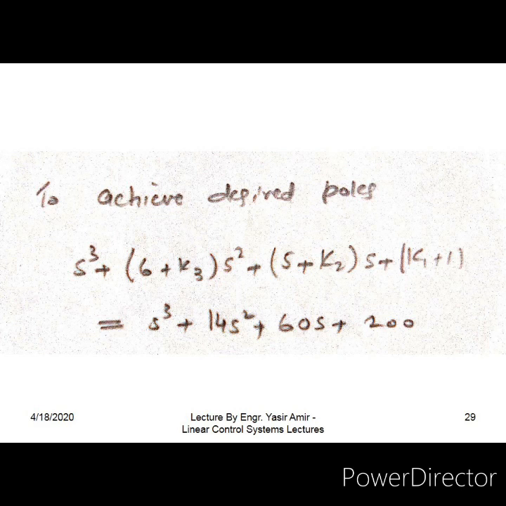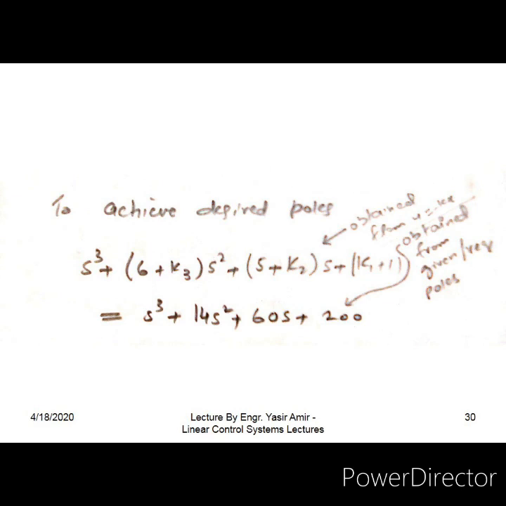So what we have to do is equate the polynomial that we found in the previous slide with the polynomial we constructed on the basis of the given poles, and then we will find the values of k1, k2 and k3. To achieve the desired poles, we equate the two characteristic polynomials. The upper one is obtained from the application of control law u equals minus kx, and the second one is obtained from the given required poles. We equate them, and then we equate the corresponding coefficients.